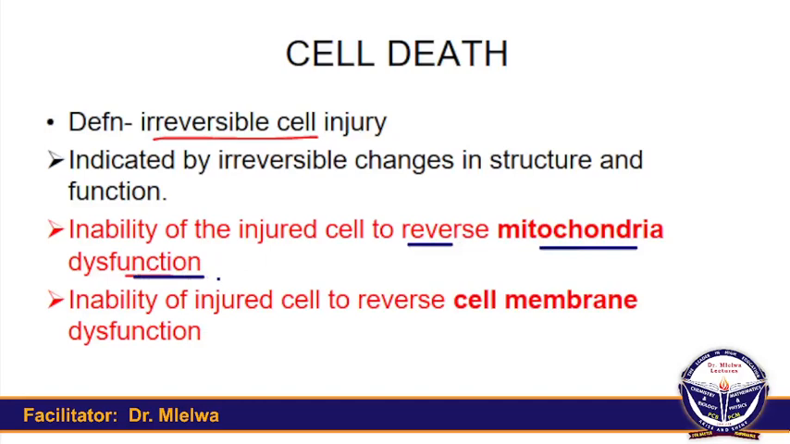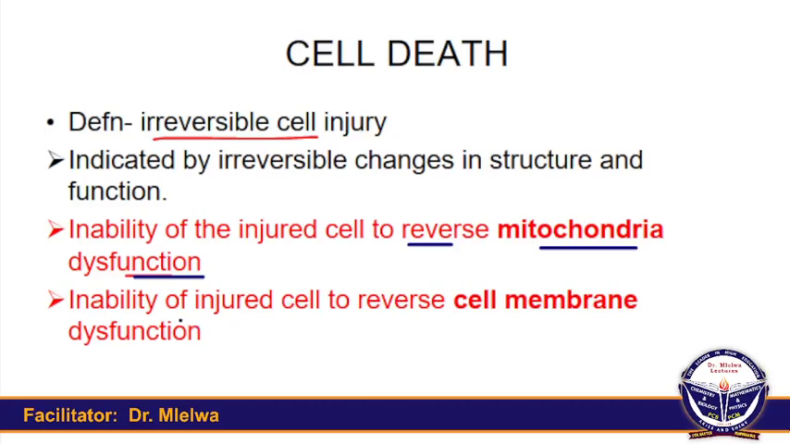Kwa hiyo mitochondria inakuwa inashindwa kufanya kazi na seli inashindwa kuireverse, kuifanya ifanye tena kazi. Mitochondria ikishashindwa kufanya kazi, hiyo cell lazima ife. Kwa nini? Because it will lack ATP. We discussed it in the previous session regarding the mechanisms of cell injury, and the lack of ATP is one among the mechanisms of cell injury.